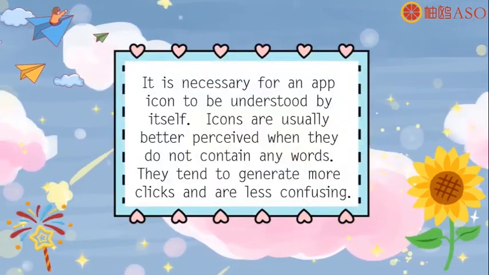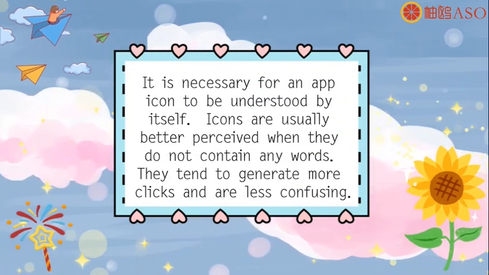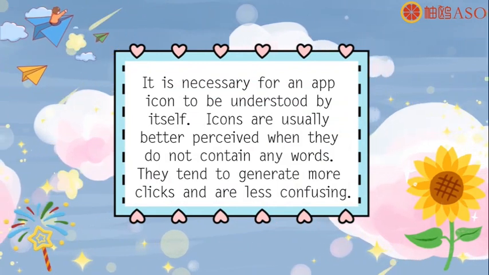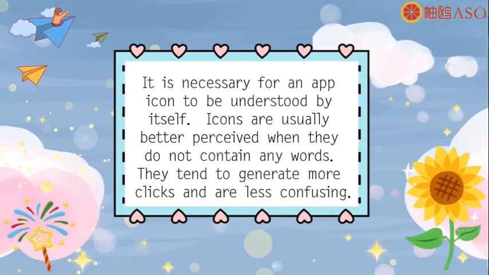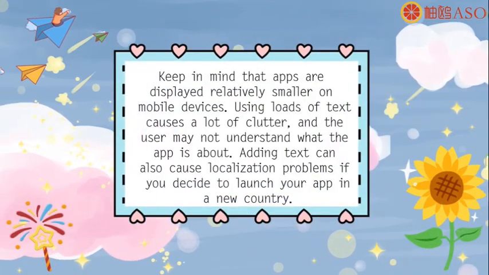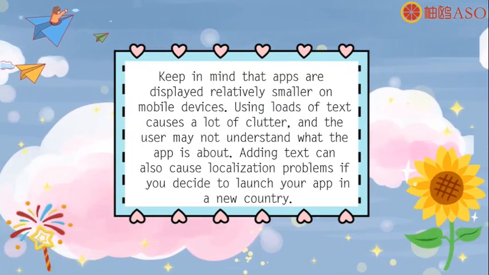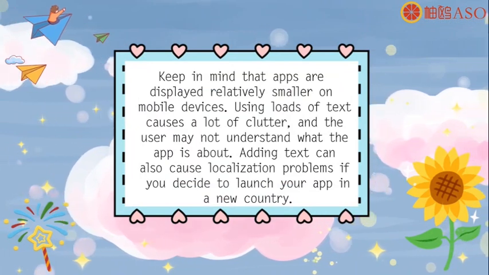Avoid using too much text in your app icon. It is necessary for an app icon to be understood by itself. Icons are usually better perceived when they do not contain any words. They tend to generate more clicks and are less confusing. Keep in mind that apps are displayed relatively smaller on mobile devices. Using loads of text causes a lot of clutter, and the user may not understand what the app is about.